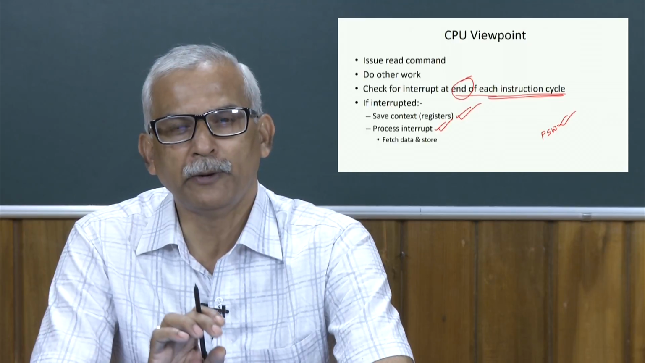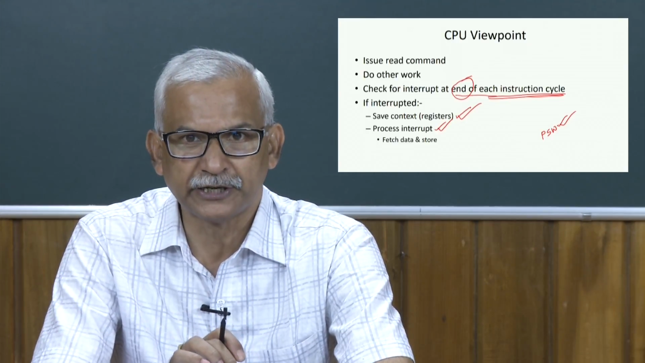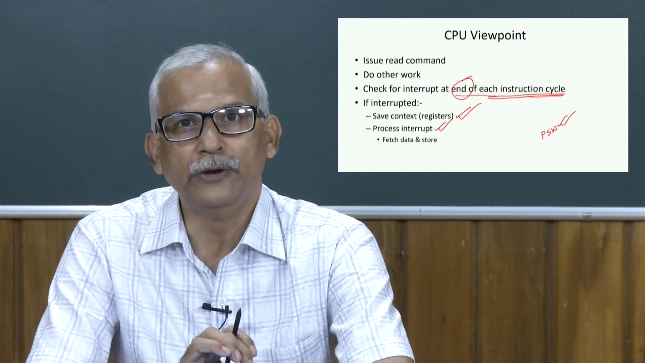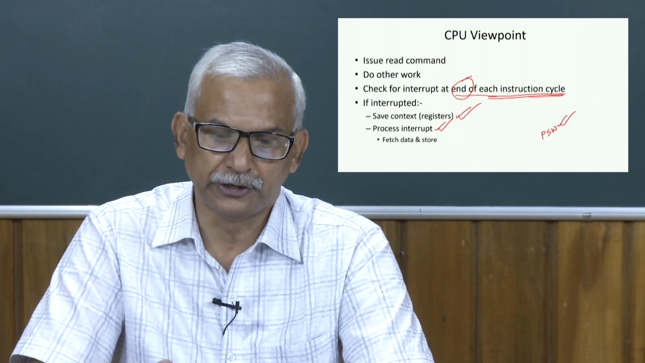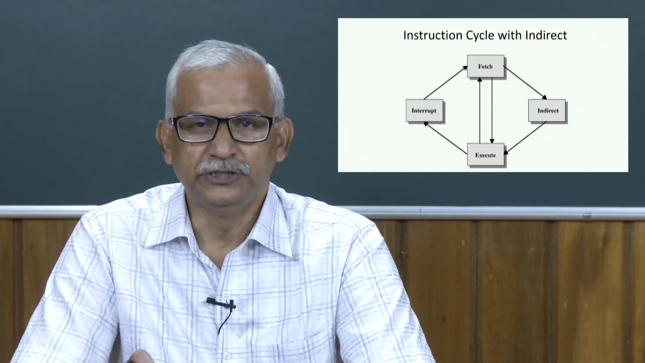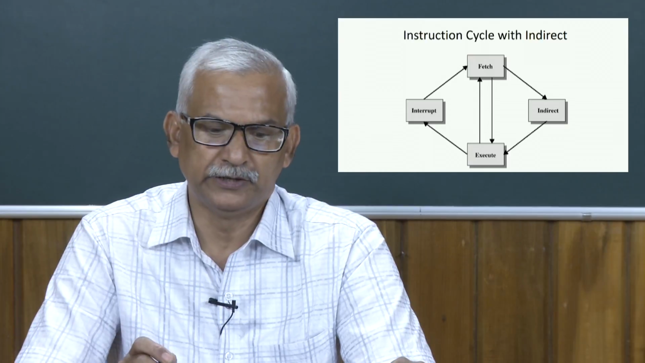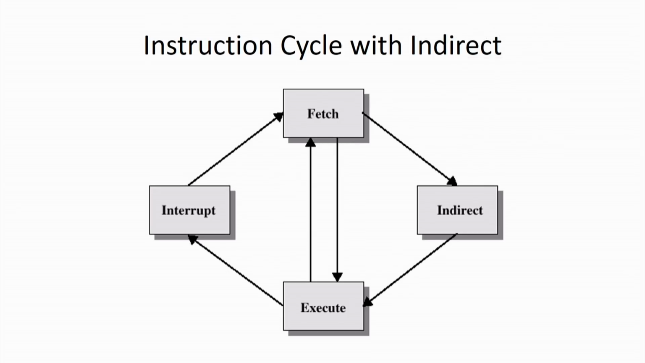So, from the CPU viewpoint, these are the tasks that we need to do when we are going to give a service for an interrupt. I have already explained that this is fetch, then execute, and execute may have several stages, or in some of the instructions it needs an indirect cycle, because we need to fetch the operand. So, while we are performing one operation, we are basically doing this cycle.